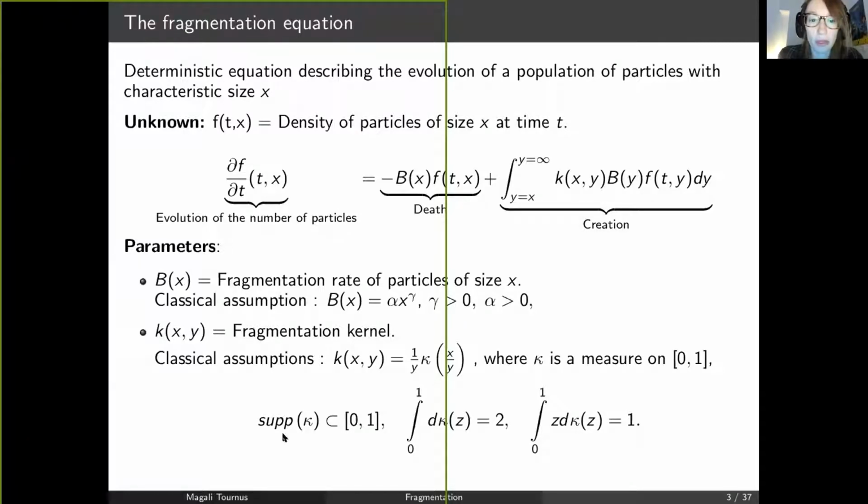And of the three equations I wrote at the very end of the slide, I will focus on the second one. The integral of kappa is equal to 2. This is an important assumption. It means that particles can only break in the experiment into 2 smaller particles, not in 3, not in 4, or not in 1.